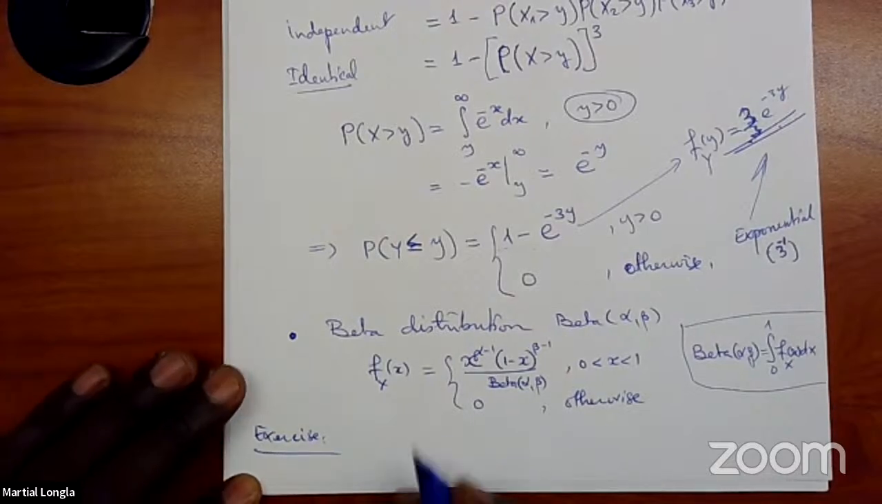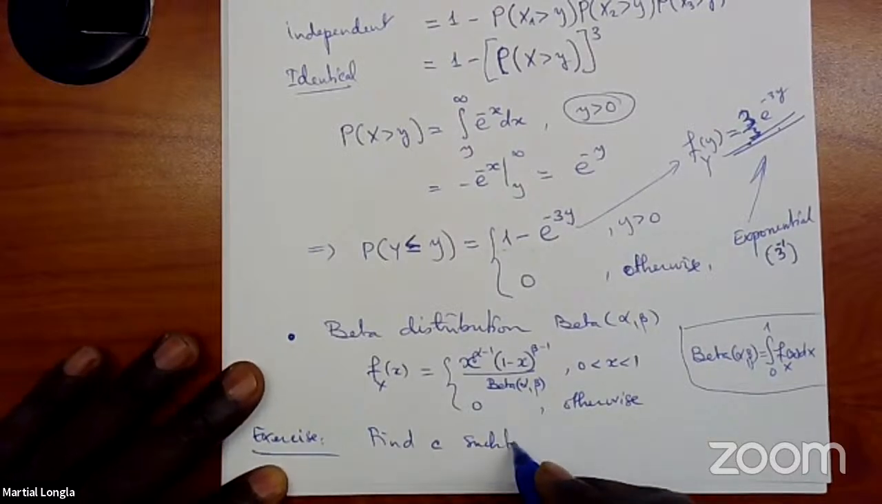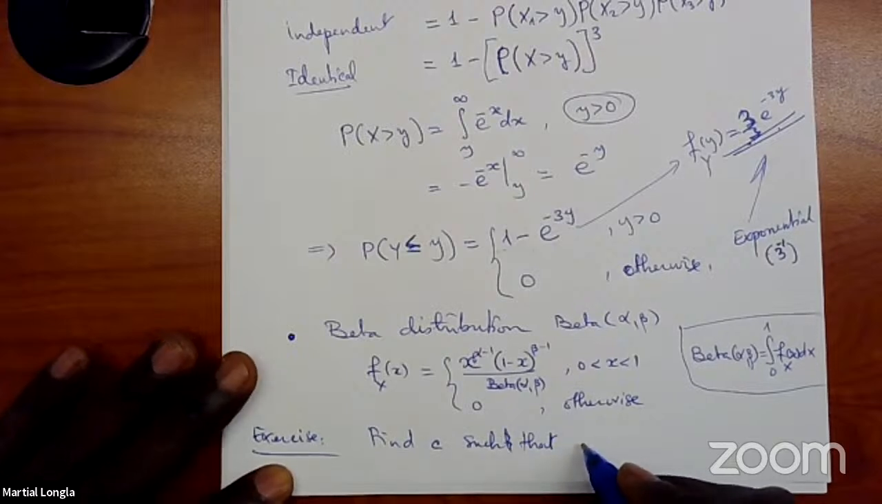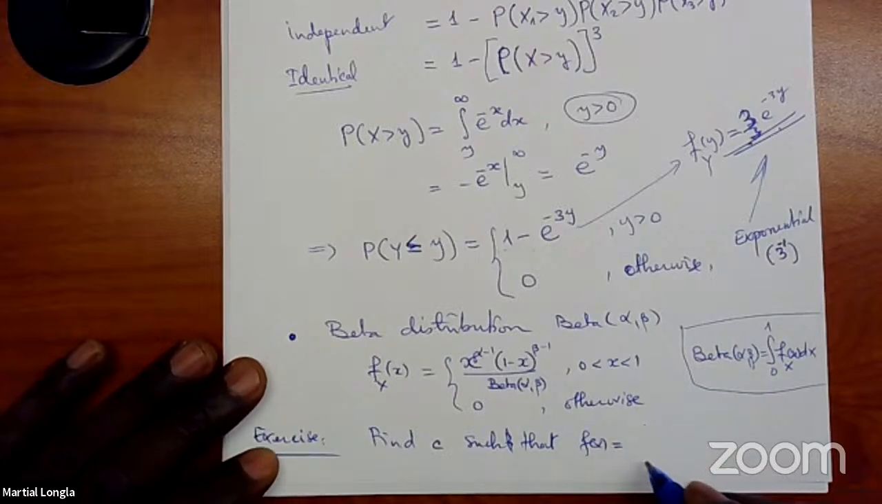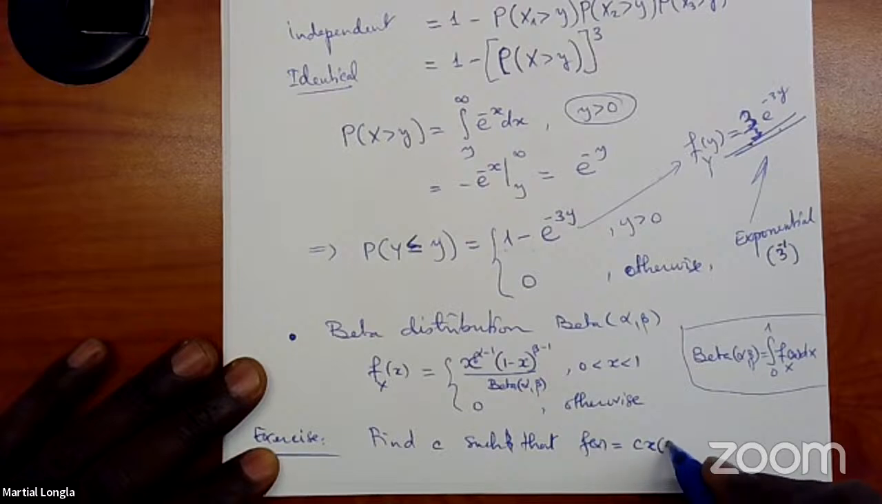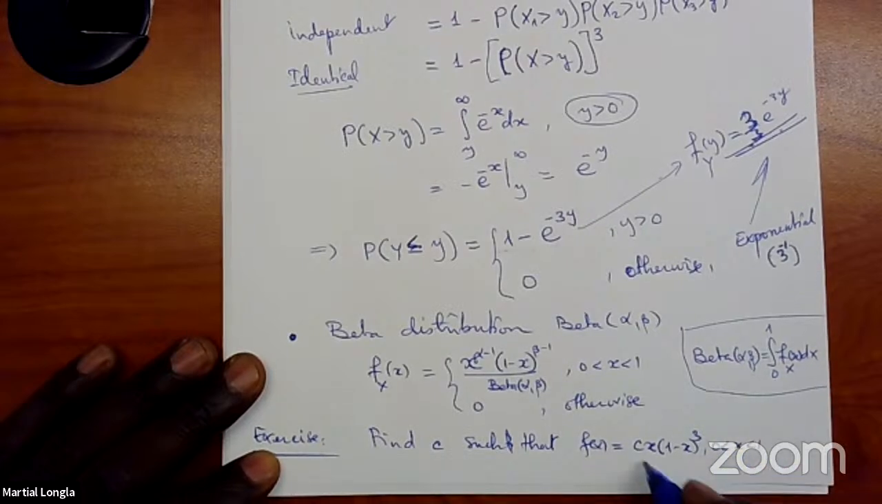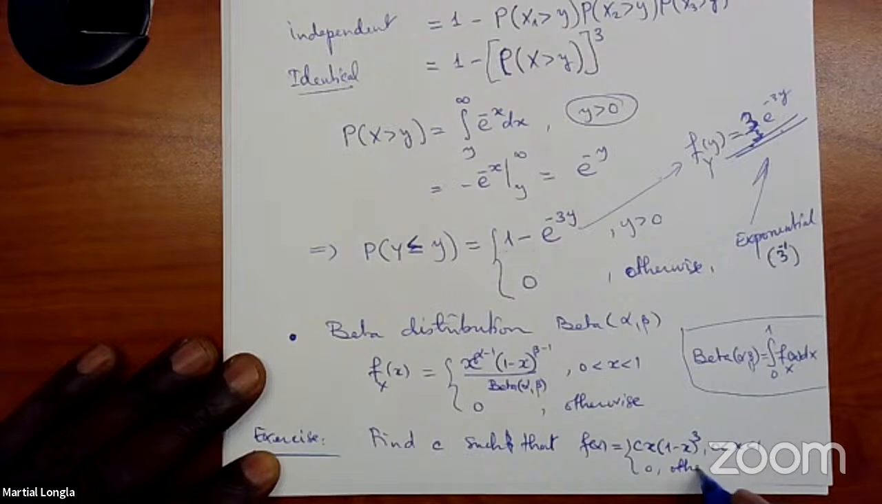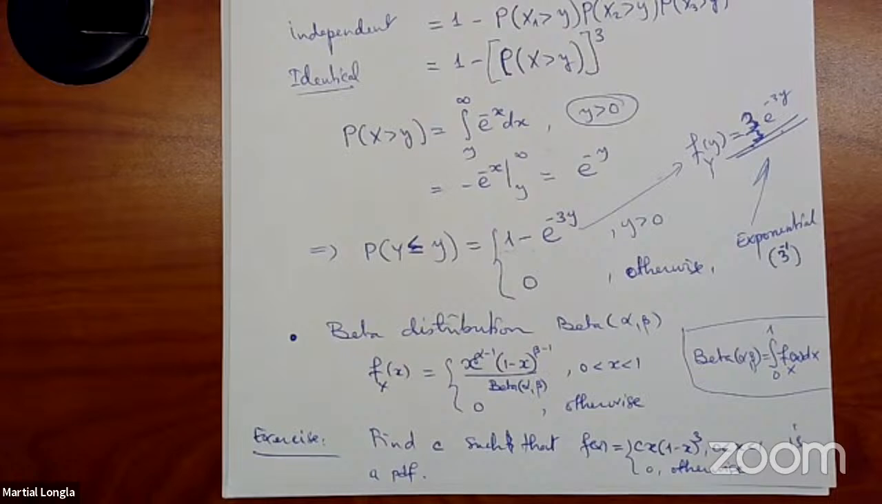One of the old questions that we had was: find C such that f of x equals c x times (1 minus x) cubed for 0 less than x less than 1, and 0 otherwise, is a PDF. How would we answer the question in this case?